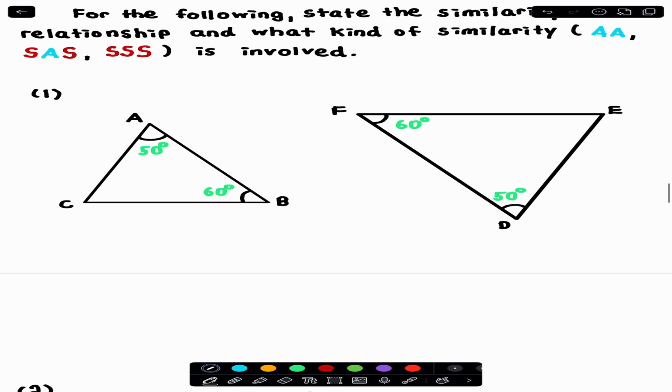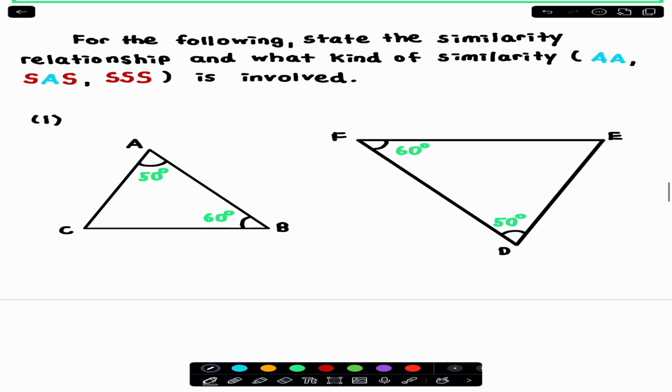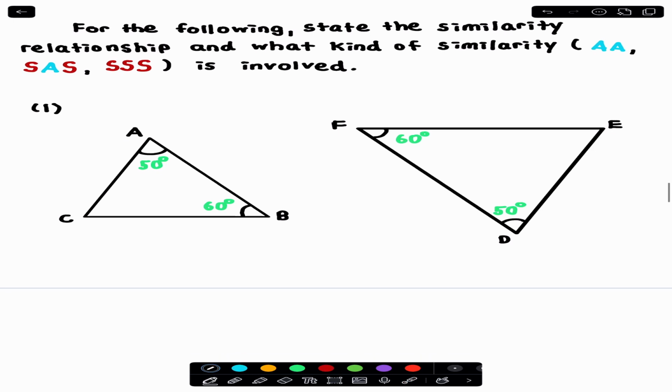Okay, so over here we have two triangles, and what are we given? Are we given any sides? No side lengths, so automatically we can't use these. So basically it's already AA similarity involved. And as we can see, indeed, two angles are given. We have one 50 degree and one 60 degree. And guess what? We have one 50 degree and another 60 degree.